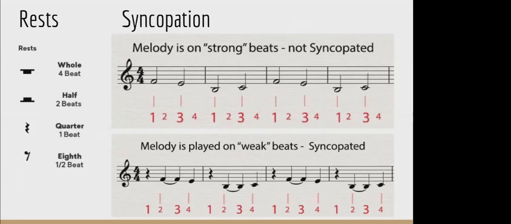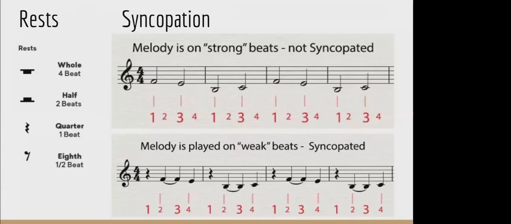1, 2, 3, 4, 1, 2, 3, 4. Now what happens when we take it off of the strong beats and put it instead on the weak beats? It becomes syncopated. And that's what this sounds like. So we go like this. 1, 2, 3, 4. So an otherwise normally sounding melody is now a little bit jazzier because it's syncopated.